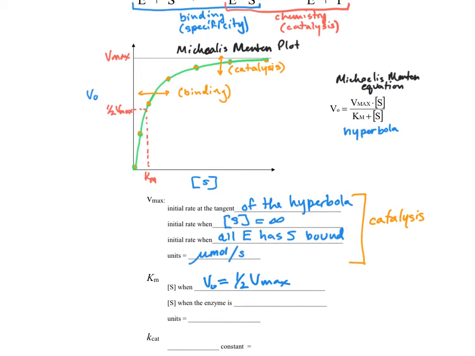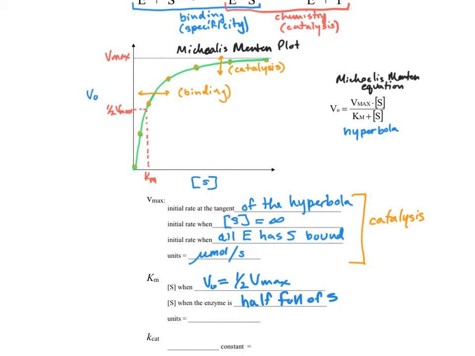Now, Km can also be defined in another way. The Km is the substrate concentration when the enzyme is half full of substrate. That's kind of a funny thing to say. What I mean is consider a population of enzyme. When half of that population has substrate bound and half of it doesn't, whatever substrate concentration gives you that is the Km. Now the units of Km are also given or seen in the definition.